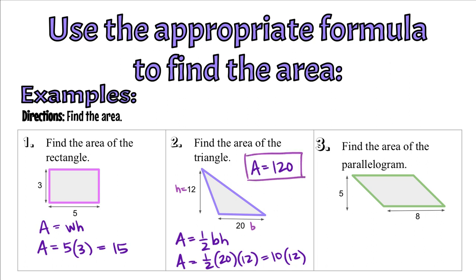Let's try one more example together. In number 3, we have a parallelogram. So we are going to find the area of a parallelogram. If we remember, this is the same area as our rectangle. So this area equals base times height as well. So we're going to substitute our base value in, which is 8, and our height is 5, which gives us 40. So the area of our parallelogram is 40.